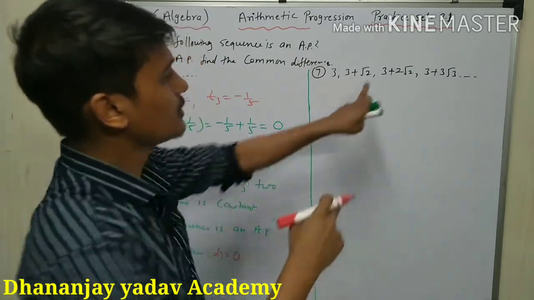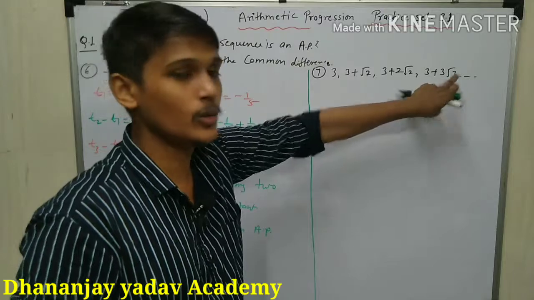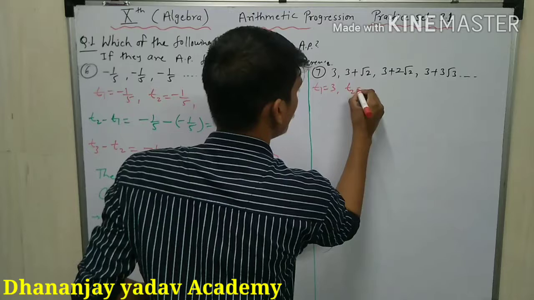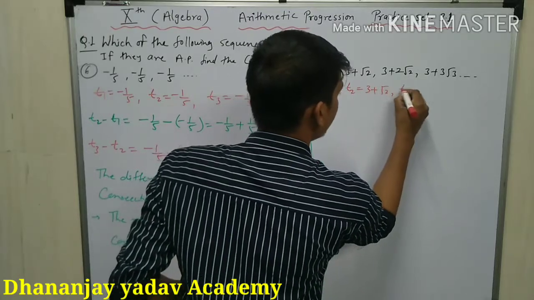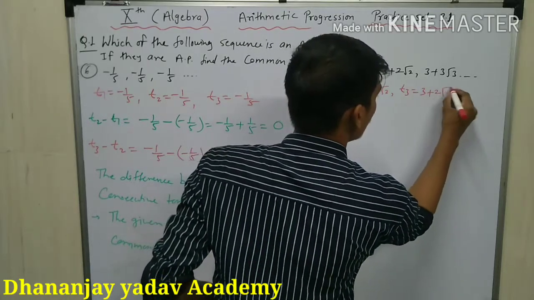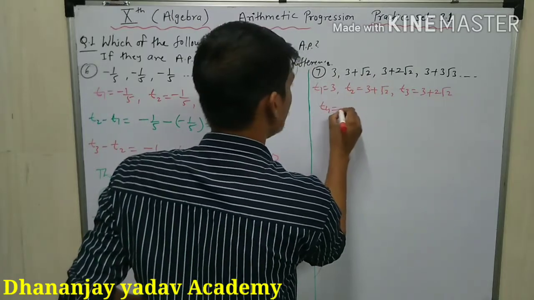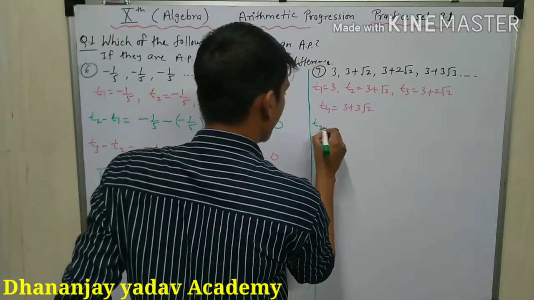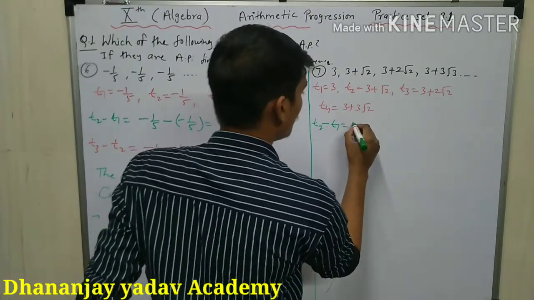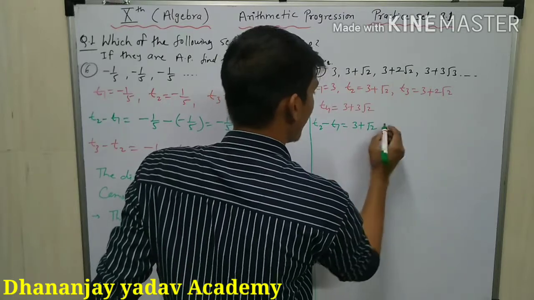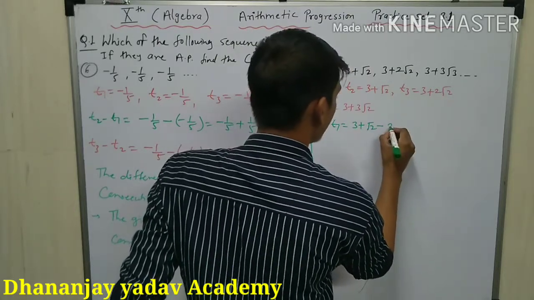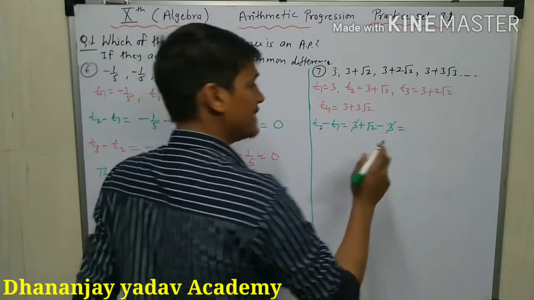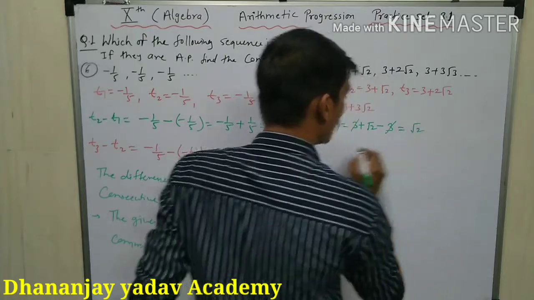3, 3 plus root 2, 3 plus 2 root 2, 3 plus 3 root 2. You can write here first T1 is equal to 3, T2 is equal to 3 plus root 2, T3 is equal to 3 plus 2 root 2 and T4 is equal to 3 plus 3 root 2. First you can write here T2 minus T1. T2 is 3 plus root 2 minus T1, which is 3. The 3 and the negative 3 will cancel. The answer is root 2.